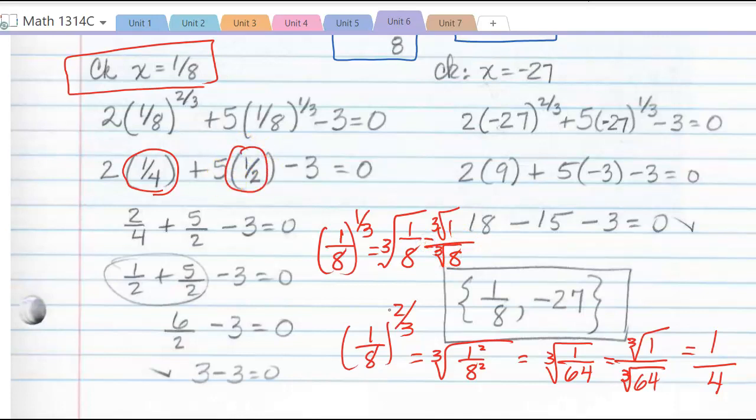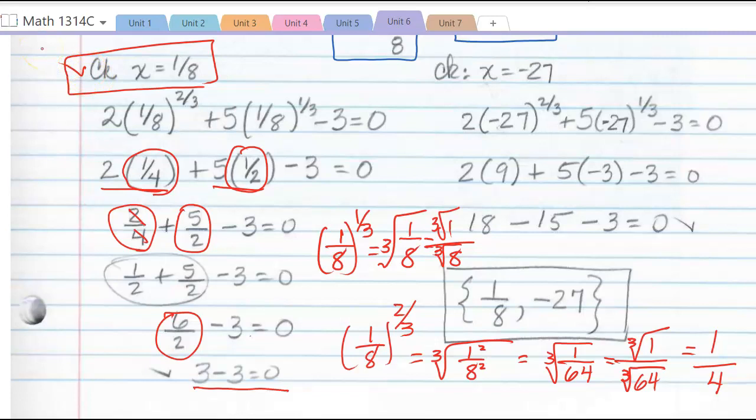Then I'm ready to do order of operations in terms of multiplying. That's how I got 2/4. Multiplying, that's how I got 5/2 minus 3. I have to add these two. I reduce this fraction. That's how I get 1/2 plus 5/2. I add them together. I get 6/2 minus 3. But wait a minute, 6/2 is the same thing as 3, and 3 minus 3 does indeed equal 0. So this one actually works.